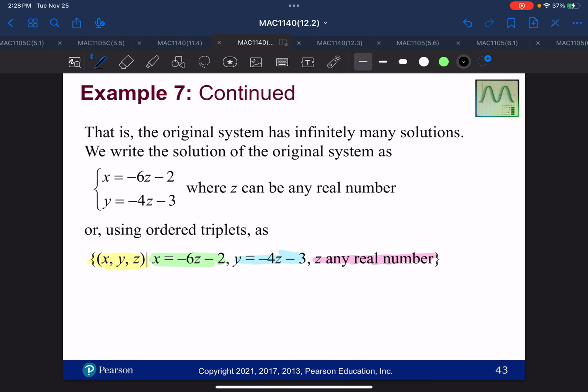So anytime that you get your matrix in row echelon form, and you don't have one of the variables specifically solved for like a number, you just want to always solve x and y in terms of z, and then write your answer that way, where z can be any number.